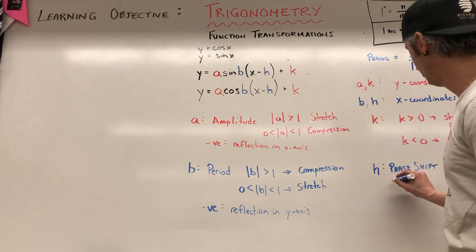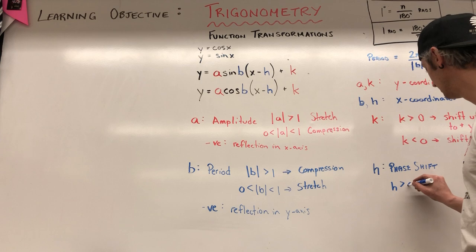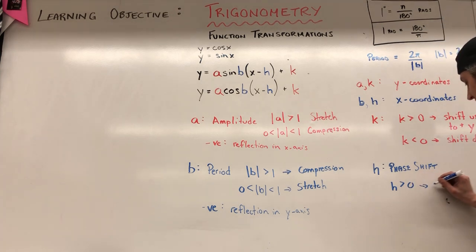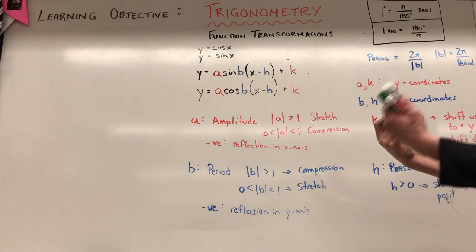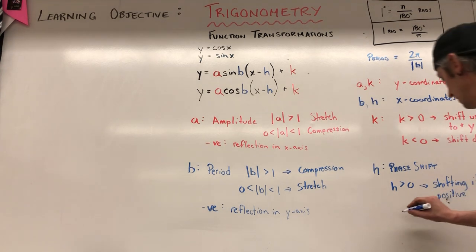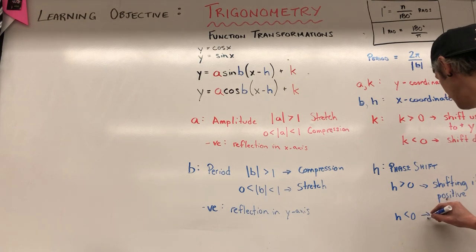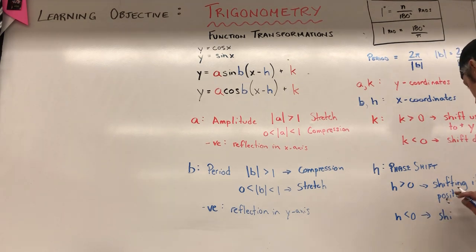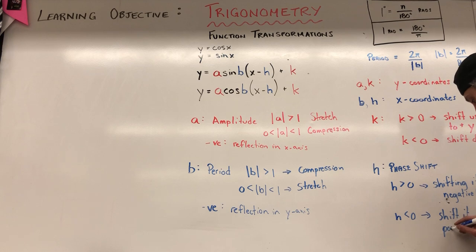And again, if H is positive, if it's bigger than zero, it means we're shifting it to the right, or to positive x, just like in every other function transformation. It's the opposite. If it's negative, we're moving positive. If it's positive, we're moving negative. So if h is smaller than 0, we're shifting it to the right. If it's greater than 0, we're shifting it negative, or to the left.